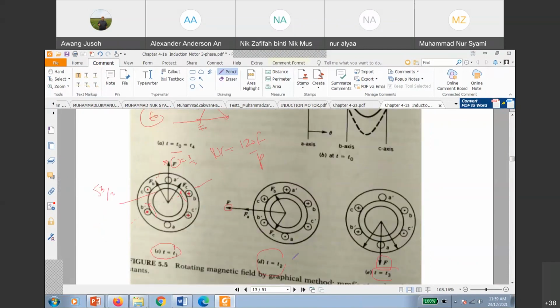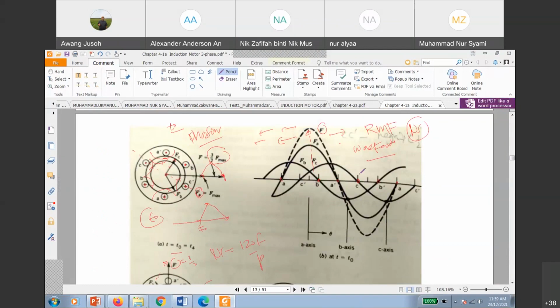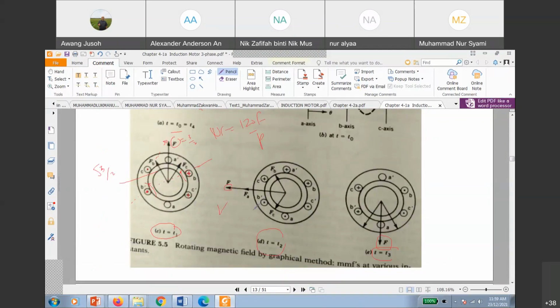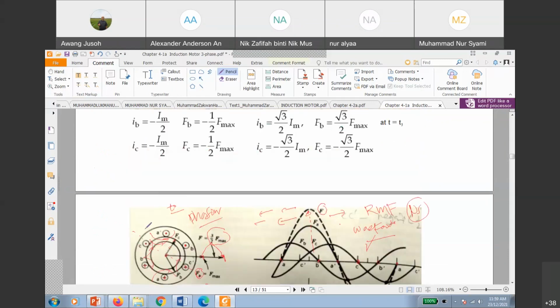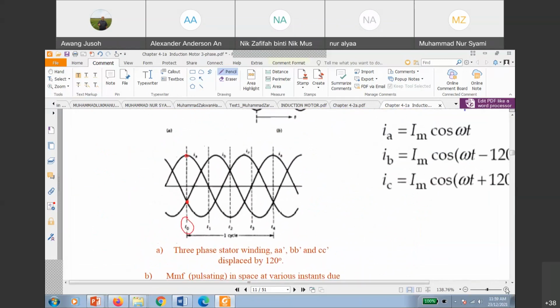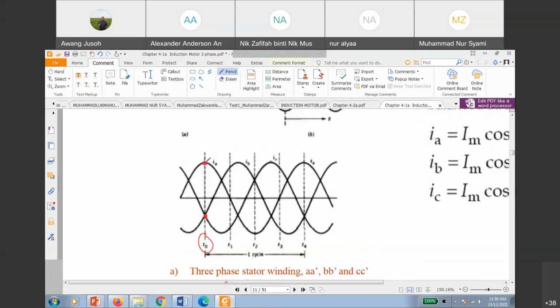Okay, hopefully you have some idea what is meant by the rotating flux. So I explained here based on the graph of the waveform and also based on the phasor diagram. The most important thing you need to know is, at a particular time, look at this time. At T0, what happens to the current? Is A positive or negative? If positive, you put conductor A as cross. Understand? And conductor A bar as dot.